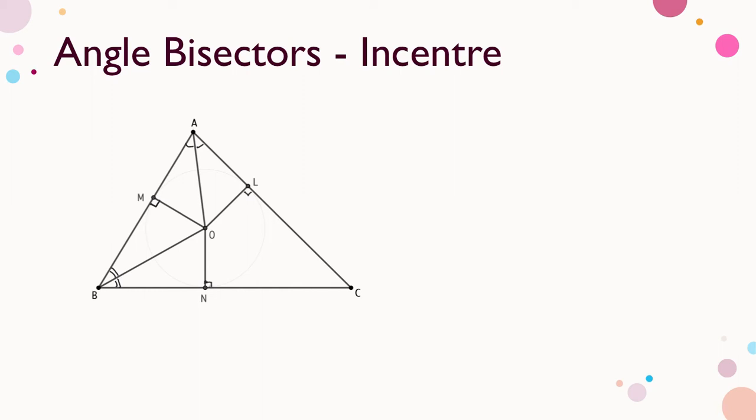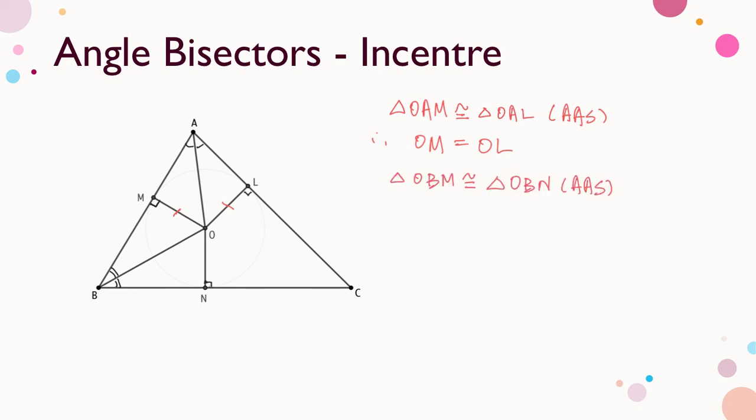Consider triangle OAM and triangle OAL. They are congruent by AAS. Thus, OM equals OL. Similarly, consider triangle OBM and OBN. We have OM equals ON. Combine the results. We have ON equals OL.